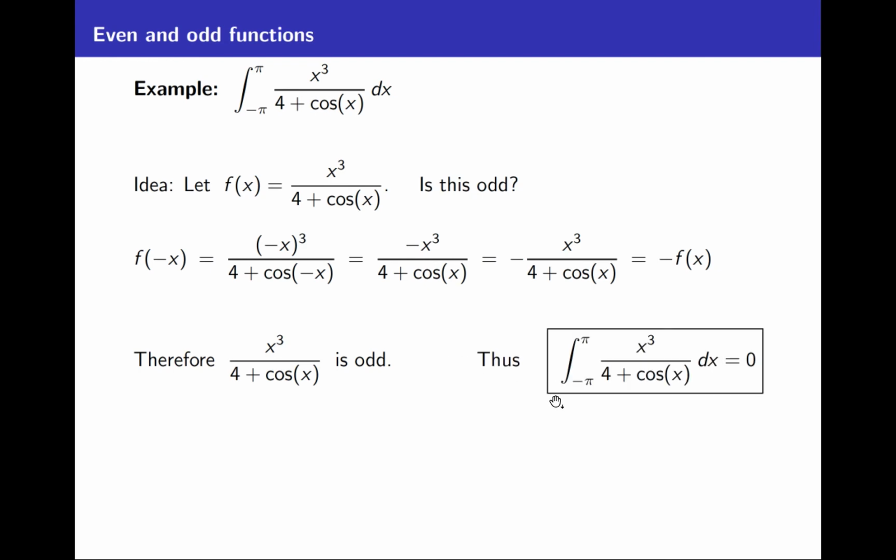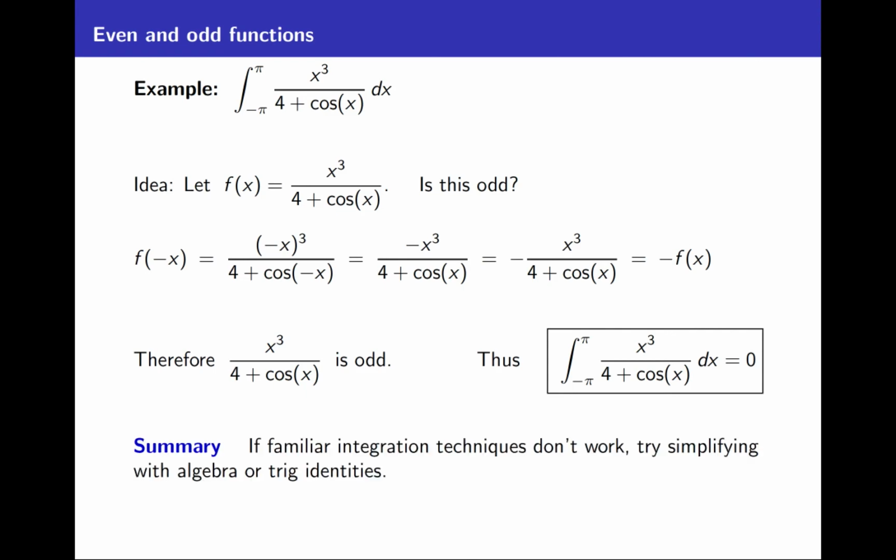So consequently, our property of odd functions and their integral says that the integral from negative pi to pi of x cubed over 4 plus cosine x dx equals 0. So here we got an answer where all other techniques would fail. We used a property of odd functions to solve this integral. Now again, that doesn't always work, but occasionally it will, so be on the lookout for it.